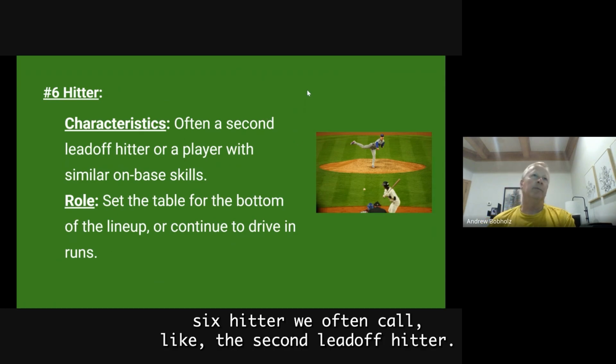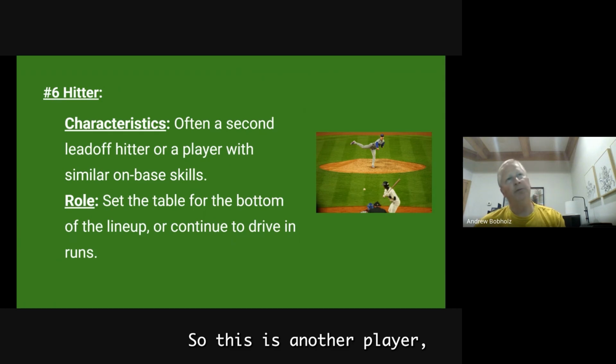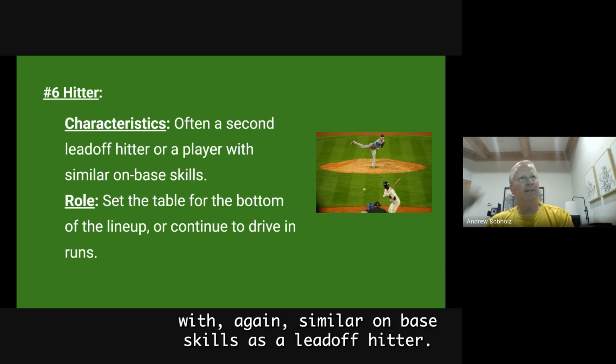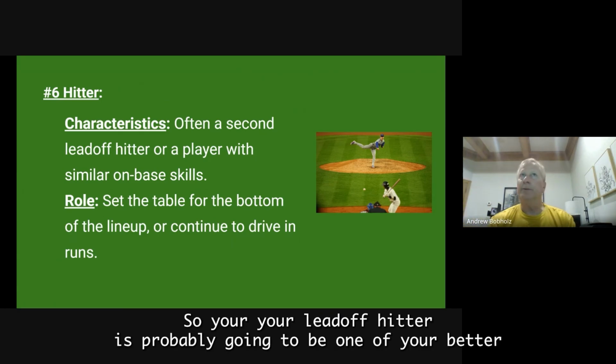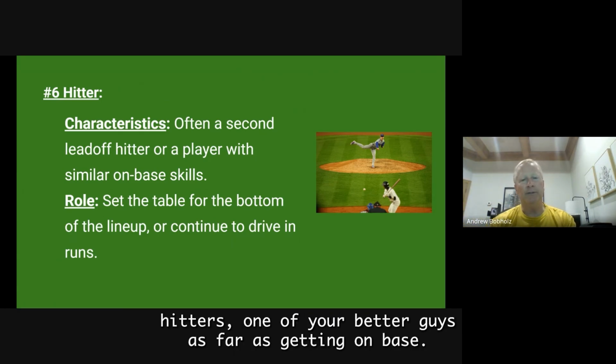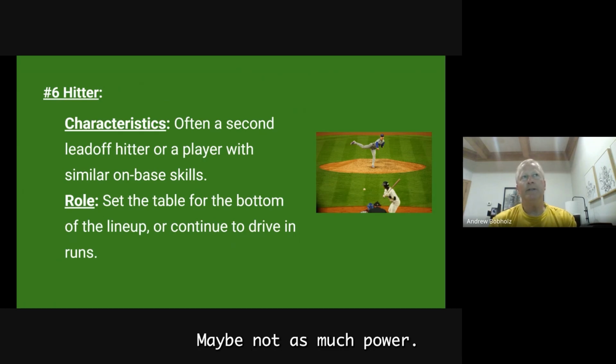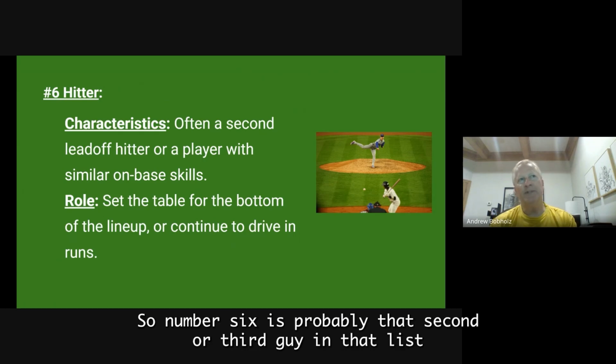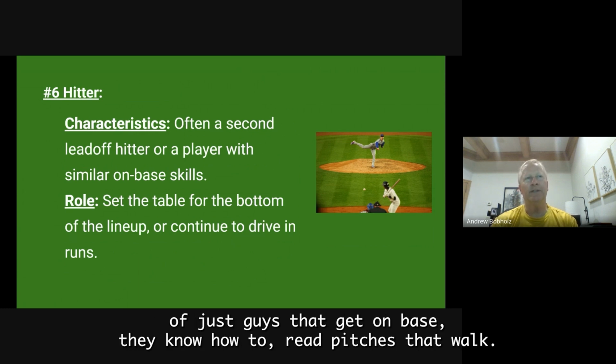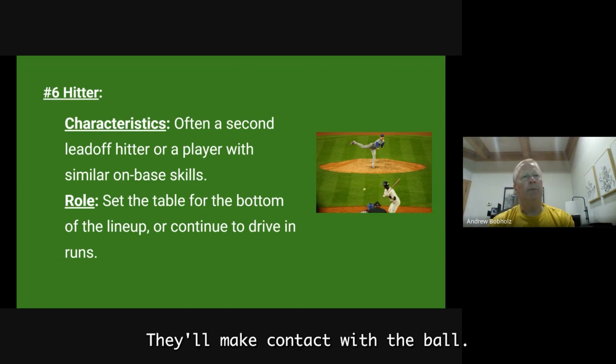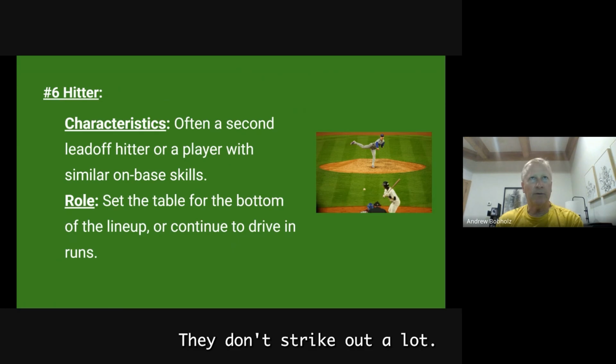And then the number 6 hitter, we often call like the second leadoff hitter. So this is another player with, again, similar on-base skills as our leadoff hitter. Your leadoff hitter is probably going to be one of your better hitters, one of your better guys as far as getting on base, maybe not as much power. So number 6 is probably that second or third guy in that list of just guys that get on base. They know how to read pitches, they'll walk, they'll make contact with the ball, they don't strike out a lot.